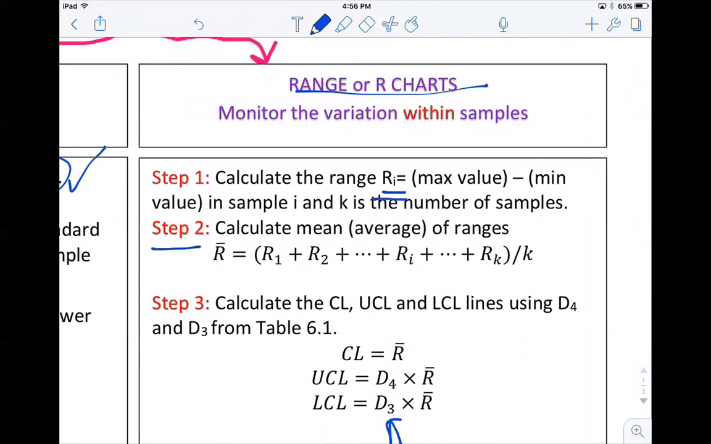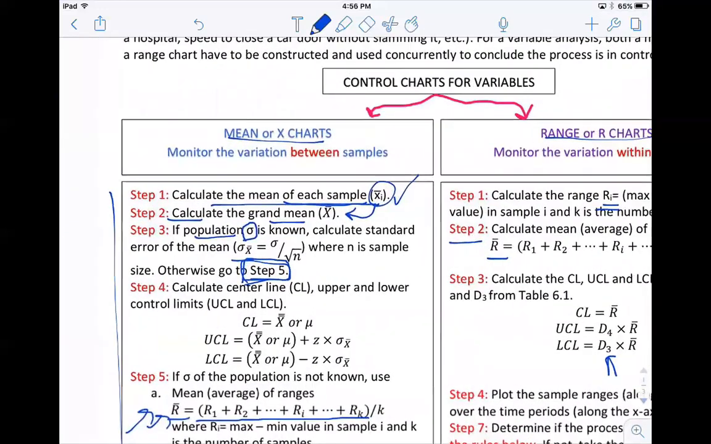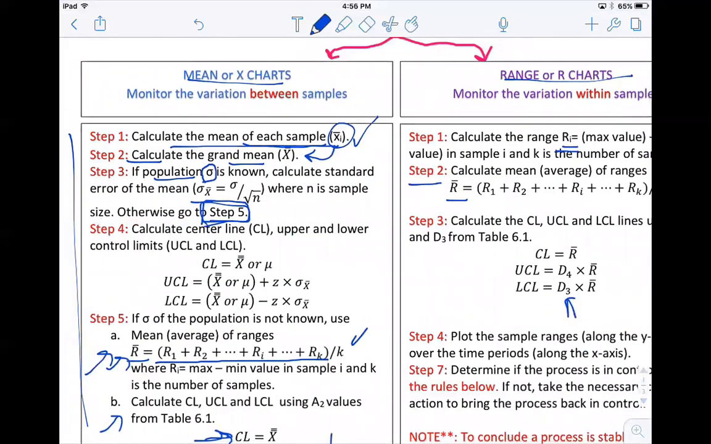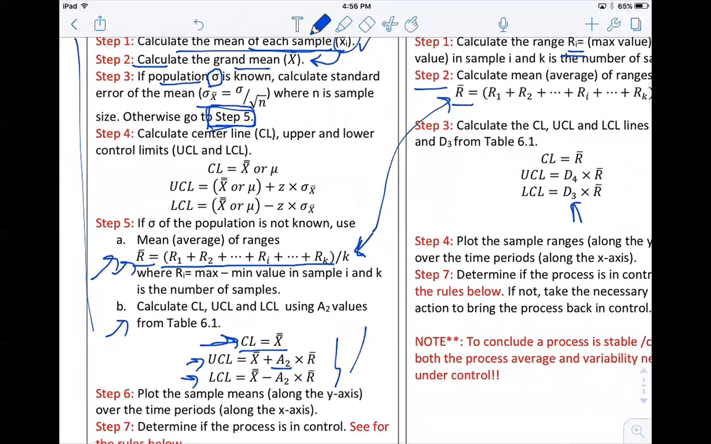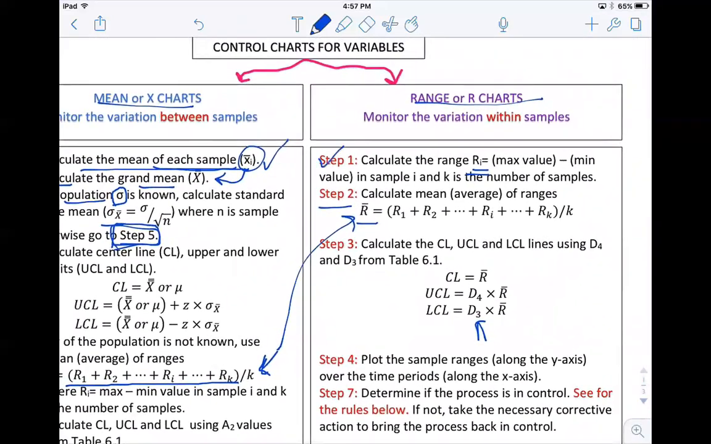Step two is asking us to calculate the range averages. Well, does that sound familiar to you? It should, because in step 5a, that's what we actually did, right? We calculated range averages so that we could use them in these formulations on the mean chart. So since we calculated already, our step one and step two is a check. Now step three tells us, okay, then just use these formulations to calculate your center line, upper control limit, and lower control limit, and we will be done.